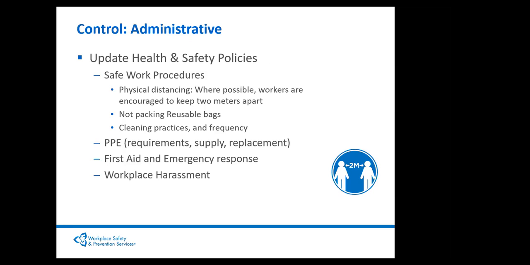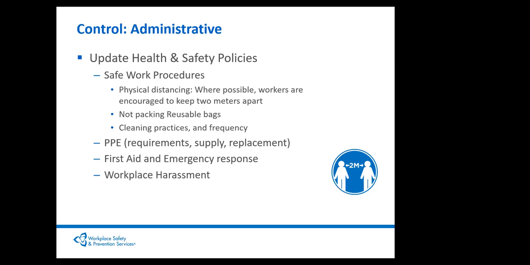So for your general health and safety policy, I don't see you needing to update that one too much, because it is a very generic statement. But you will want to look at other policies that you have in your program, for things like safe work procedures, including wording about physical distancing, where it's possible workers are encouraged to keep 2 meters apart. Try not to pack anything in reusable bags. Cleaning practices and frequency. When there are countertops or pieces of equipment that are frequently being touched, how often are you going to be cleaning those, and what are you going to use to clean those in order to really get a good clean on them. PPE requirements, the supply and the replacement of them, and what is going to be required as PPE in your place of business. Those are things that you're going to want to try and update in your policies.